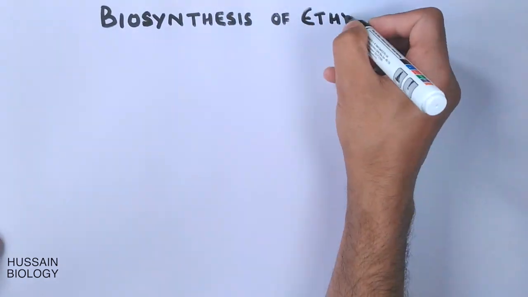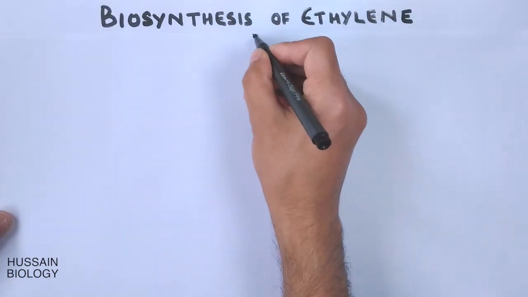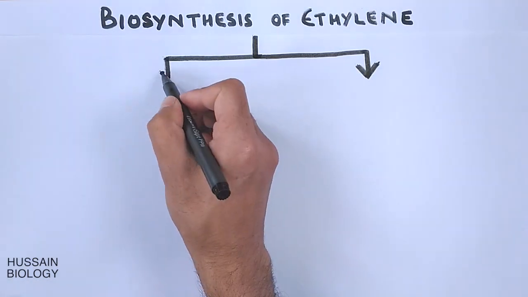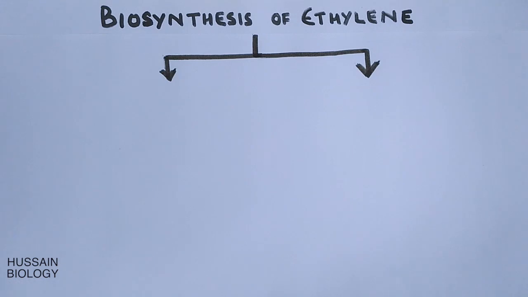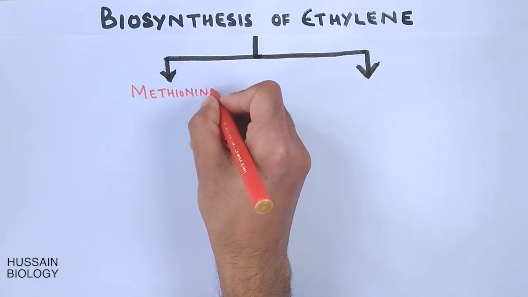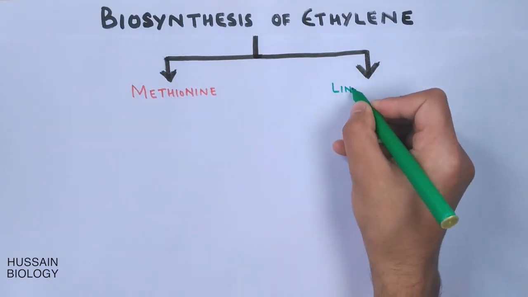Now in this video, we will be discussing the biosynthesis of ethylene. Before we get into the biosynthesis pathway, we will see what the different molecules are which act as precursor molecules for ethylene. There are two precursor molecules from which ethylene is synthesized. One precursor molecule is methionine and the other one is linolenic acid.